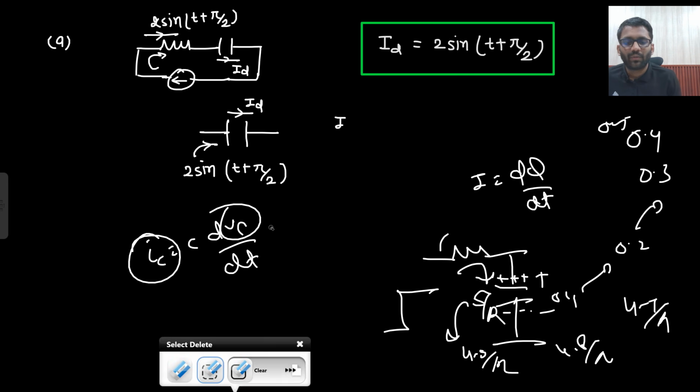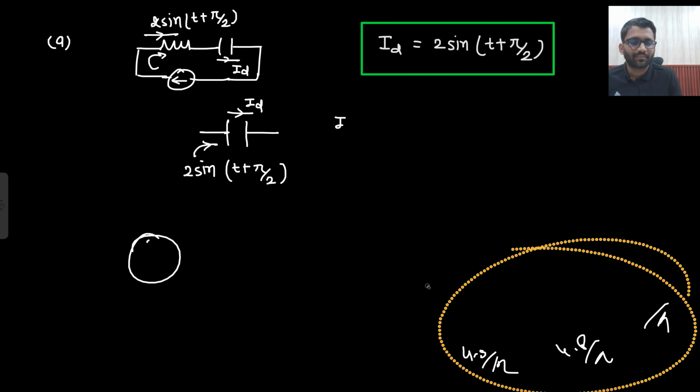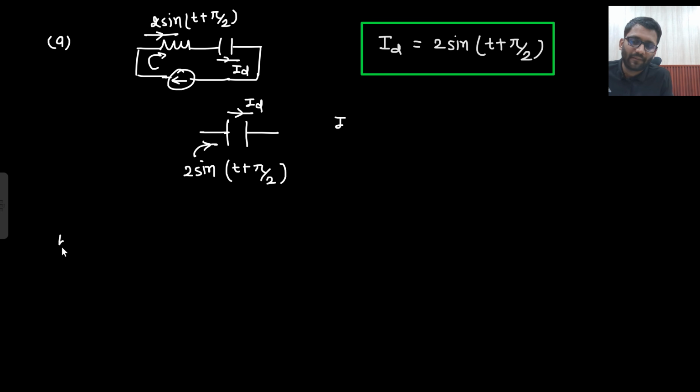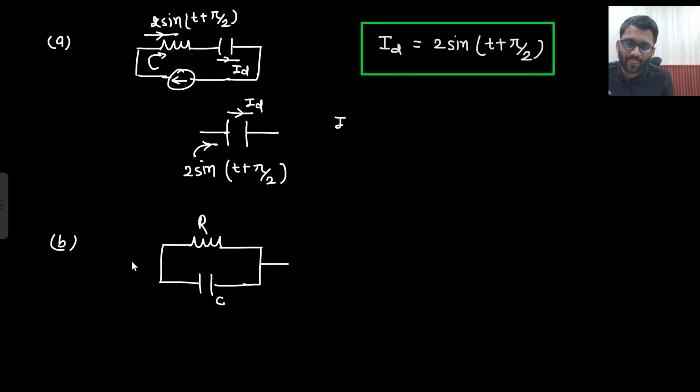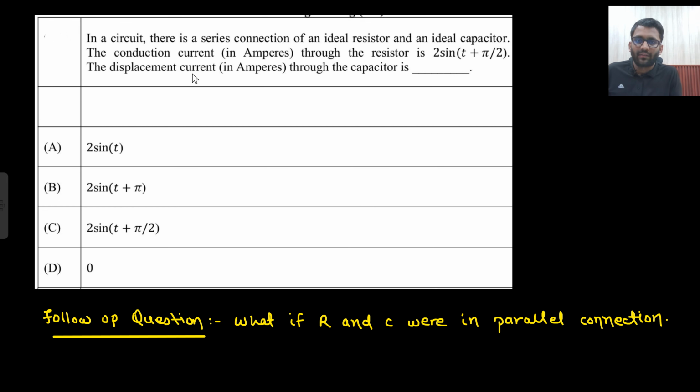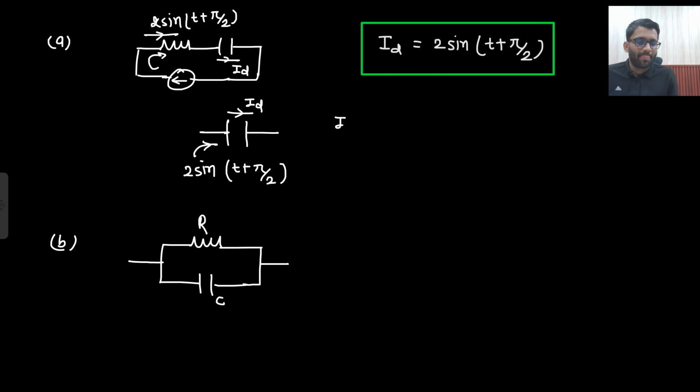Okay. In the next question, what will be the answer? This is R, this is C. They are connected in parallel. Through the resistor, current is 2 sin(t plus pi by 2).